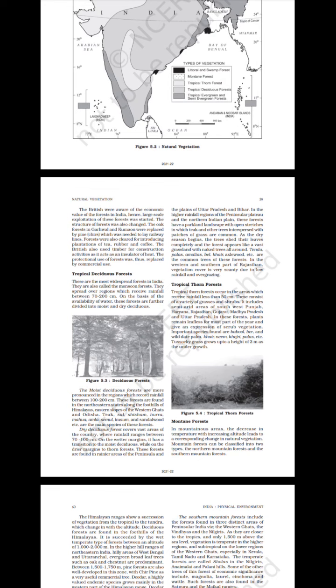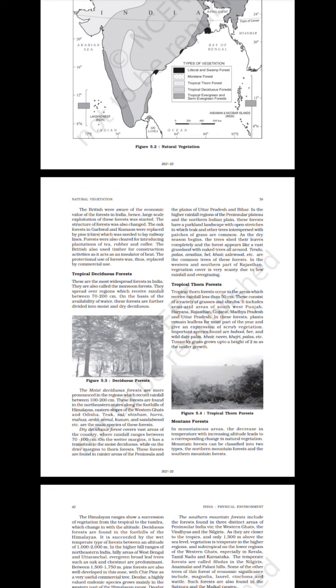In the higher rainfall regions of the peninsular plateau and the northern Indian plain, these forests have a parkland landscape with open stretches in which teak and other trees interspersed with patches of grass are common. As the dry season begins, the trees shed their leaves completely and the forest appears like a vast grassland with naked trees all around.